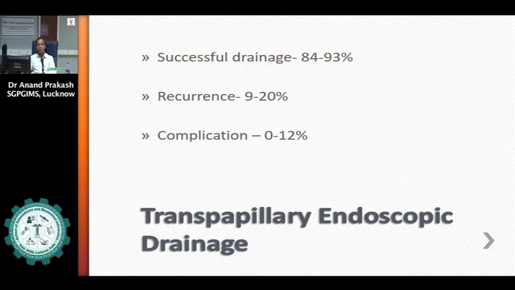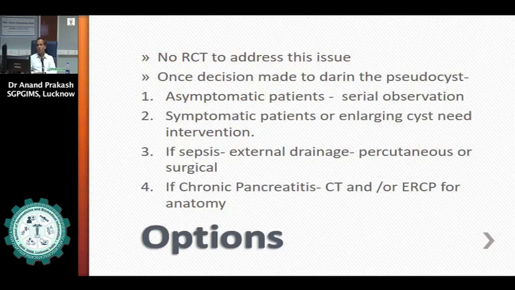There is no need for approximation of the cyst wall to any of the GI tract, either the stomach or duodenum or jejunum or colon. Even if it is a thick wall, it doesn't make much difference because you're not actually using those walls for anastomosis. No enterotomy is required, and there is no risk of perforation or bleeding as in other techniques of endoscopic drainage of pseudocyst of the pancreas.